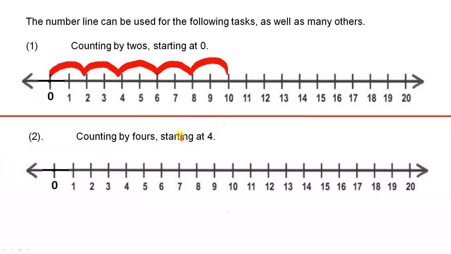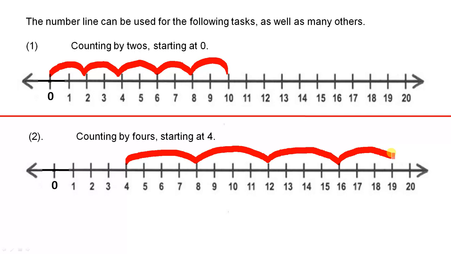Counting by 4s starting at 4. So this is like the 4 times table. So we have 4, 8, 12, 16, 20, and we can keep going if we have to.